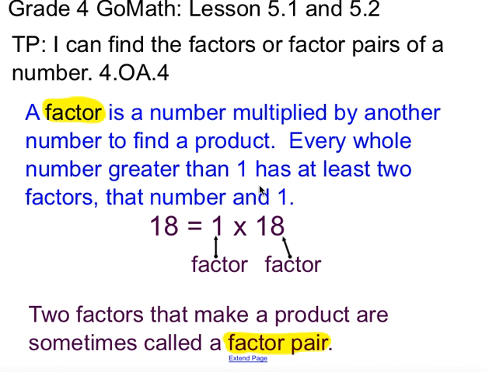So when we're finding factors of numbers or factor pairs, the number will usually not go past 100. Meaning that we would have to find all the factors of 100 and then all the factors of 0 or 1. So the number shouldn't get larger than 100.